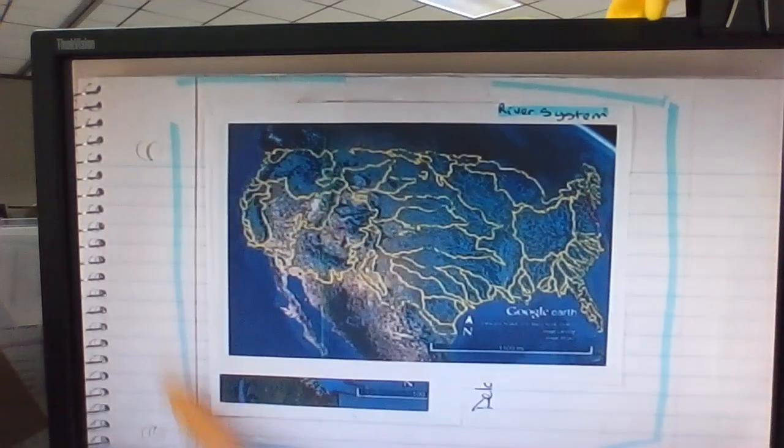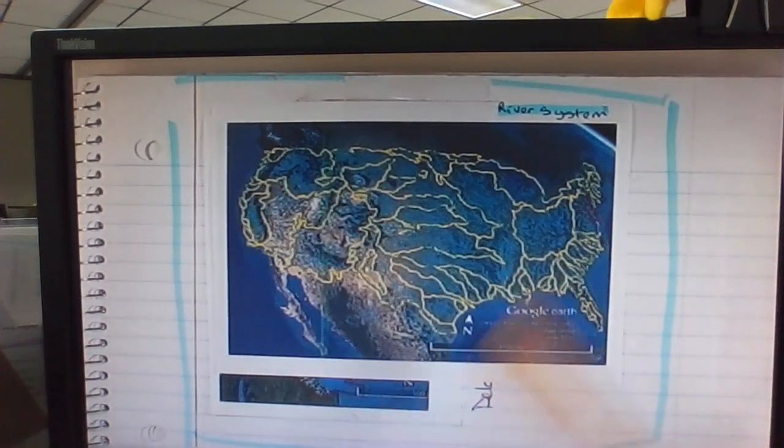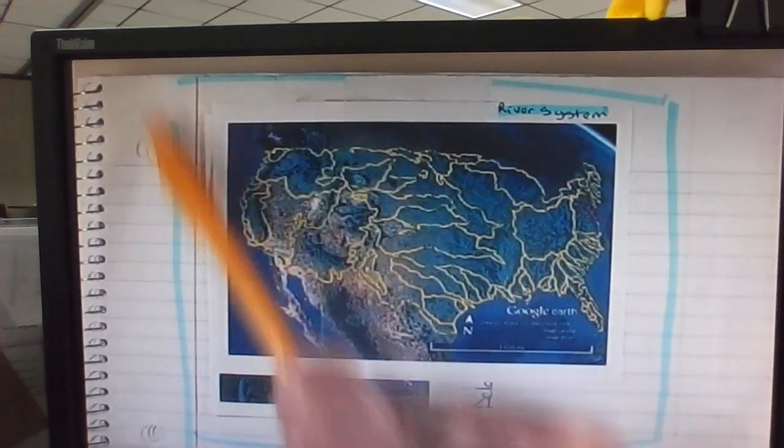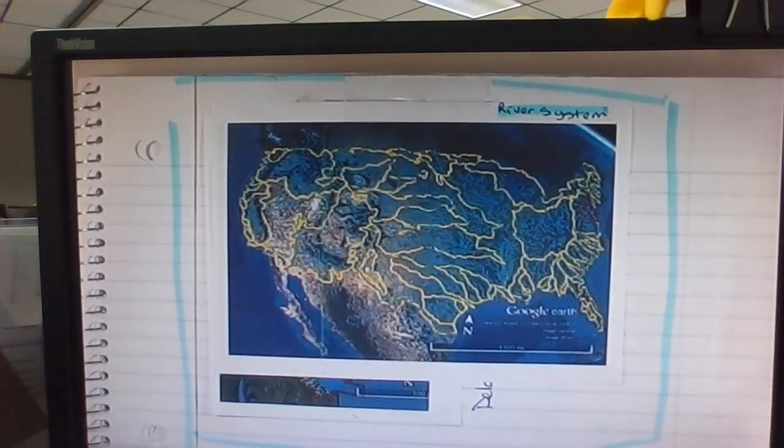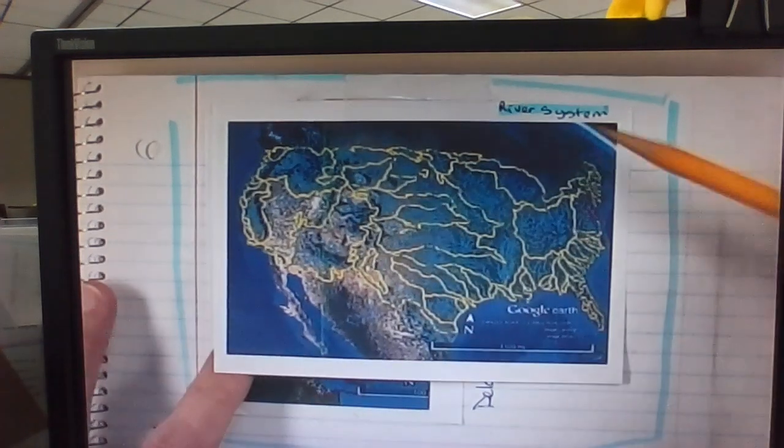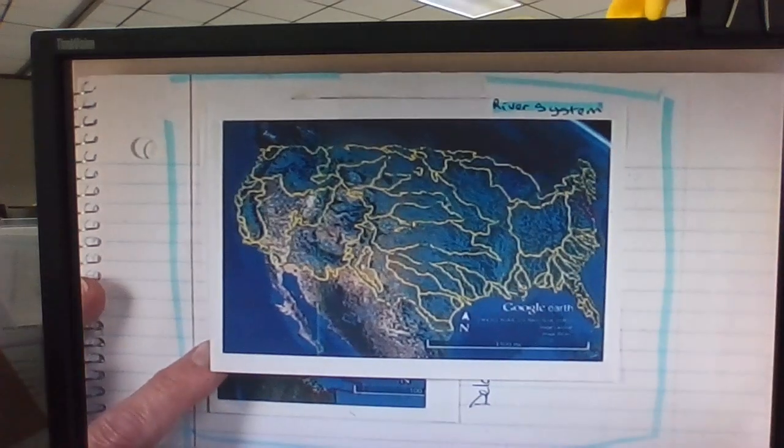So I have boxed in the area where we have both pictures taped in. I've labeled the top one river system, but I boxed in both the same color that we highlighted, river system and watershed. I've labeled the top picture river system.